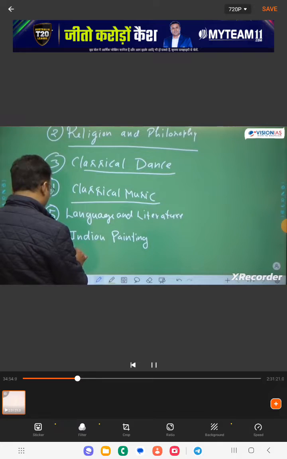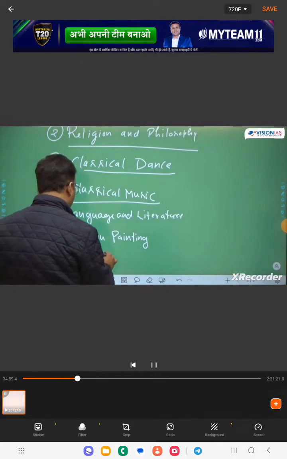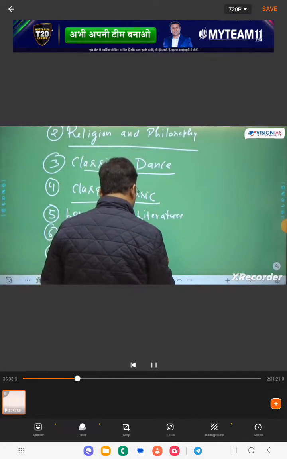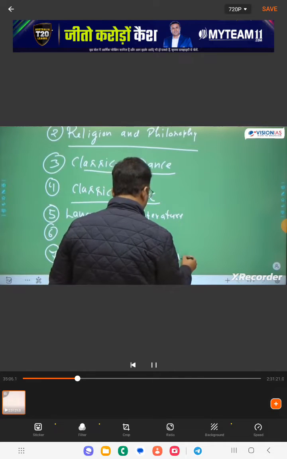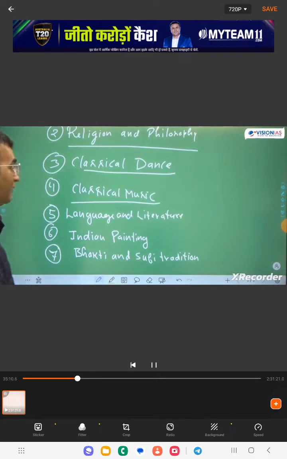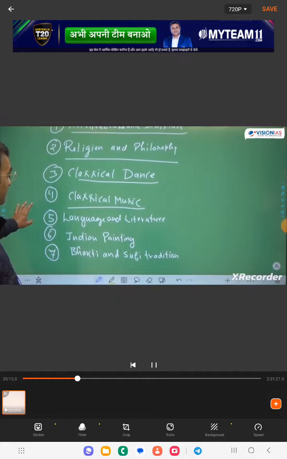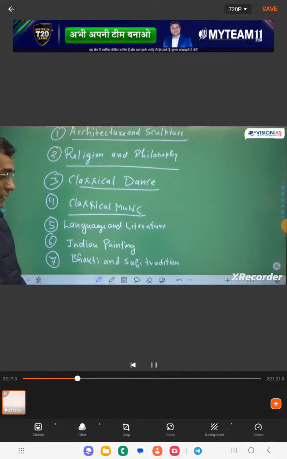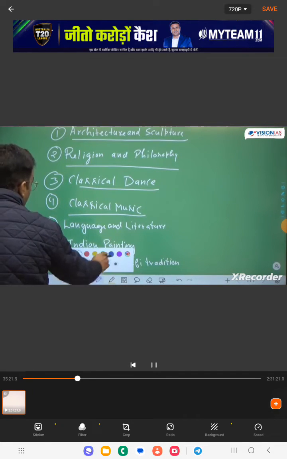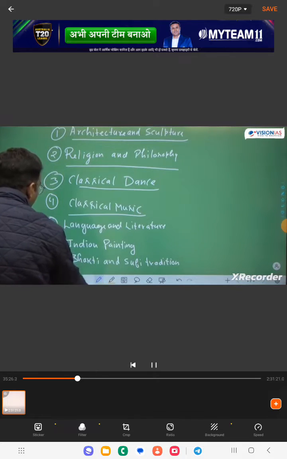Bhakti and Sufi movement. Bhakti and Sufi tradition. So these are the 7 major topics that we are going to see in this particular art and culture syllabus. So these are the 7 topics, and let me assign the number of classes which would be required for these all.